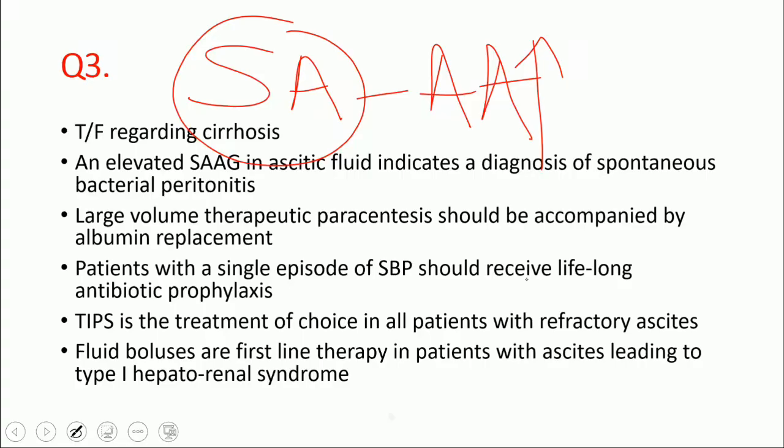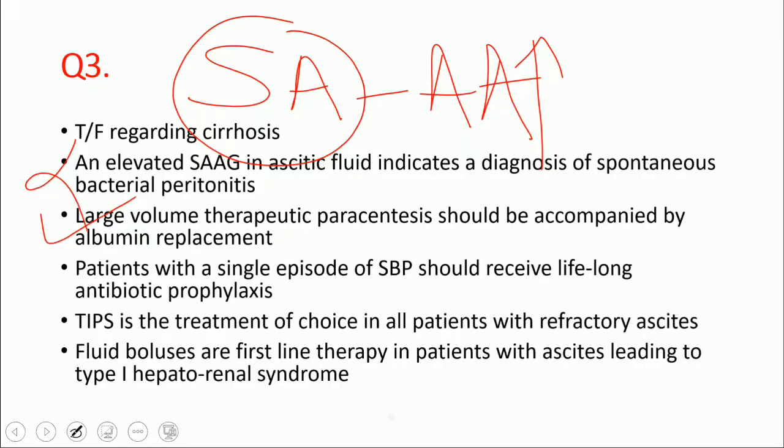And there is a dose calculation also. It's 8 grams of albumin per 1 liter that you need to replace, right? And depending on the concentration, you can calculate. So in wards we have 10%, 20% albumin. So more than 5 liters, you need to replace albumin, right? Okay. So large-volume paracentesis should be accompanied by albumin replacement, right.